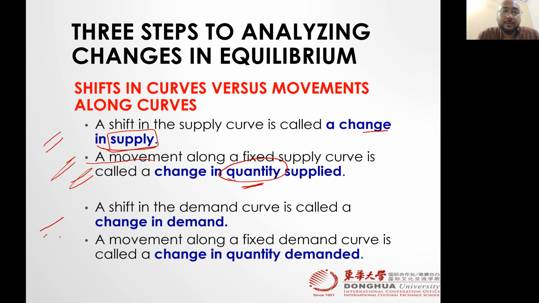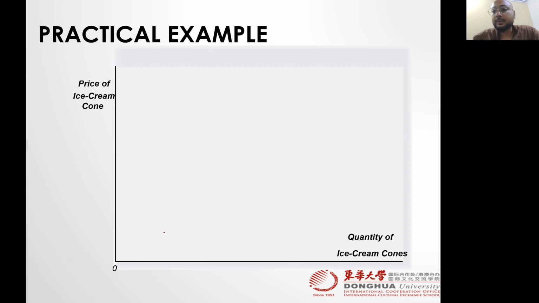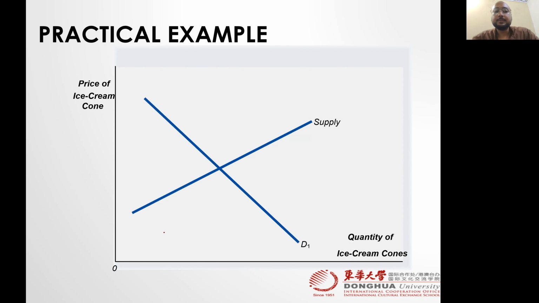The same principle applies to the demand curve as well. If we're talking about a change in demand, assume we're talking about a shift. If we're talking about a change in quantity demanded, we're talking about movement along the demand curve. So let's talk about the example here. This is the market right now in equilibrium.